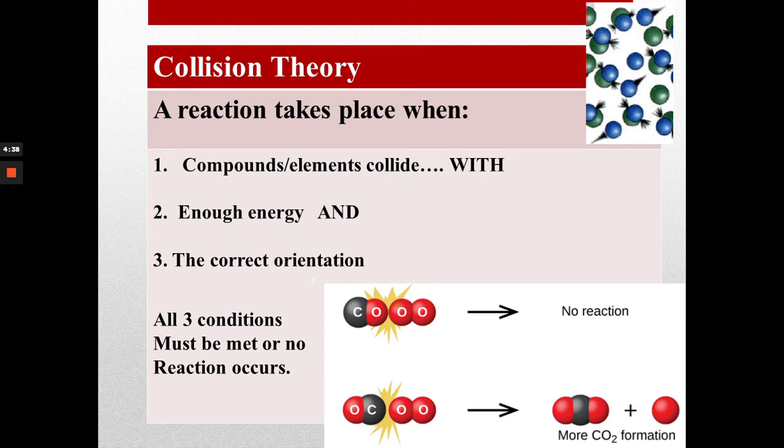So how come some things react and other things don't? Well, a reaction takes place when there are what are called effective collisions. So what on earth is an effective collision? Well, effective collisions have to have these three things. You have to have the compounds or the elements physically touch.